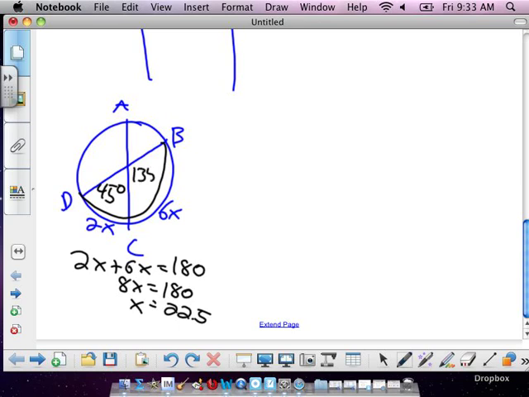135. So what is this angle right here? If this is 135, what's this? It's the same because of vertical angles, right? And so that would also be 45. Okay, let's look at B.